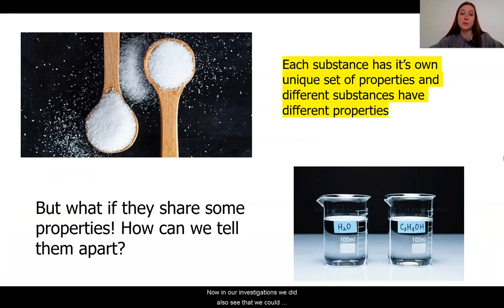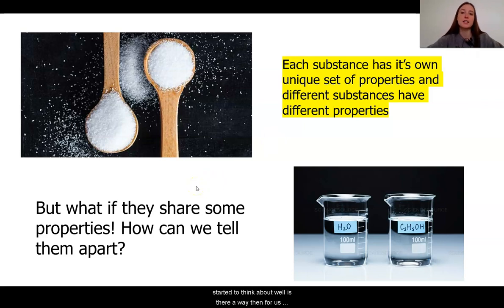Now, in our investigations, we did also see that we could have some substances that had very similar properties. So from just looking at these substances, they look almost identical. They're both white crystalline substances. They look very, very similar, but they do actually have some different properties that you'd have to run additional tests on. Over here as well, we've got these clear, transparent liquids. They are different, but just from looking at them, you might notice that they do share some properties. So yes, substances do have their own unique set of properties, but sometimes some of those properties overlap.